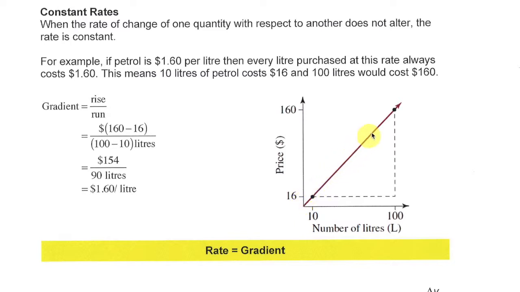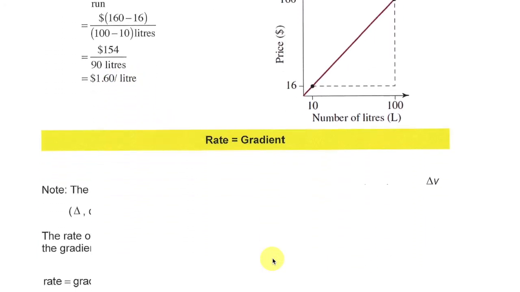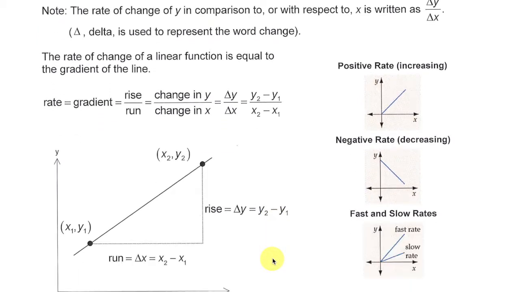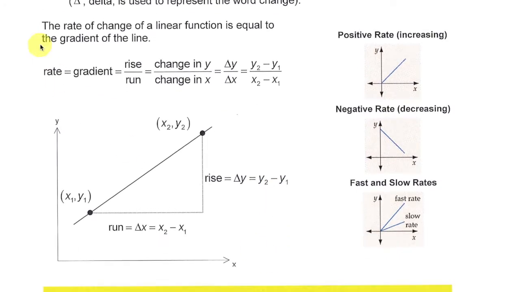Notice that the gradient, the steepness of this line here, is equal to the rate. So if we calculate the gradient, then you'll see that we get that $1.60 per litre. So there's the dollars, there's the litres, and it's $1.60 per litre. So the rate is equal to the gradient, which is rise on run.